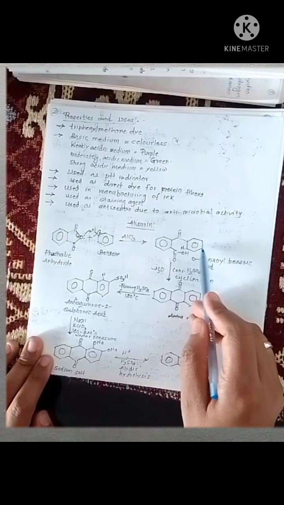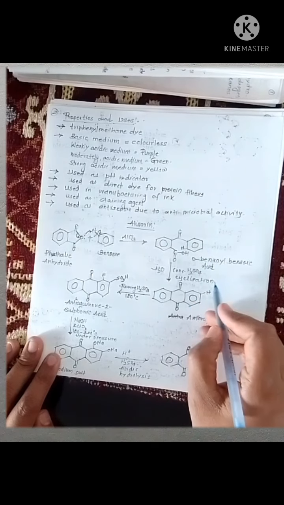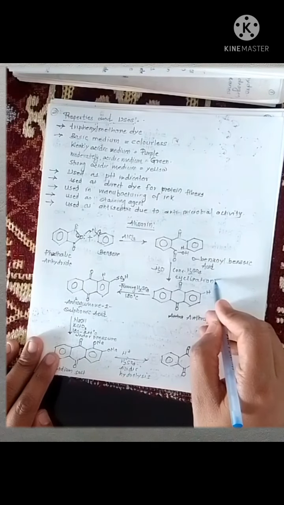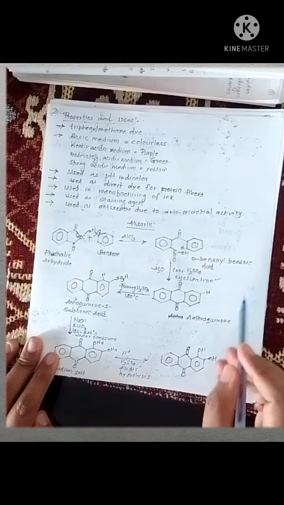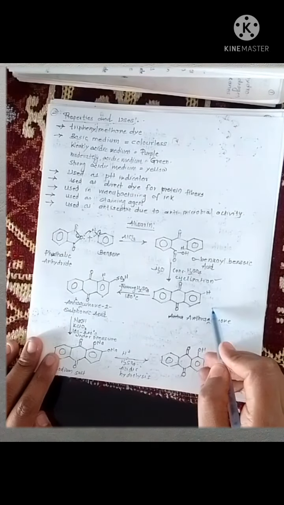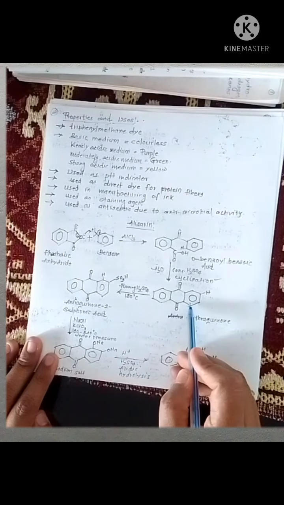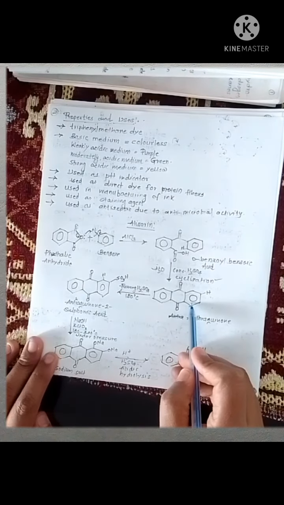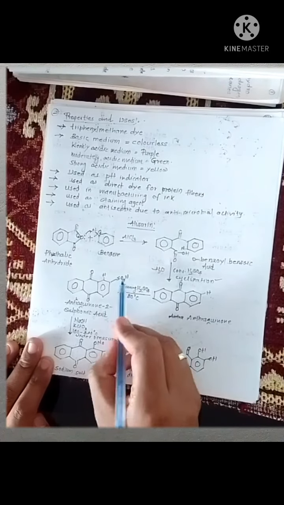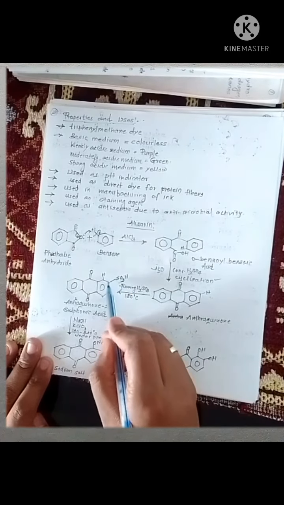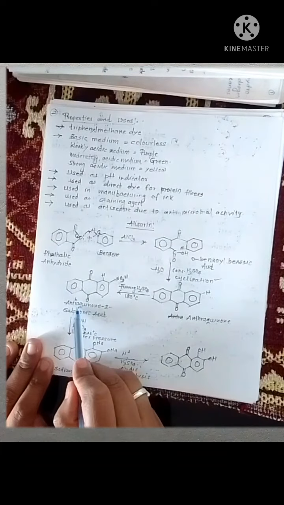This ortho-benzoyl benzoic acid undergoes cyclization, that is formation of a ring, in the presence of concentrated H2SO4. So we get the anthraquinone structure. Then this anthraquinone is subjected to a sulfonation reaction in the presence of fuming H2SO4. So a sulfonic group is attached on your anthraquinone. So basically we got anthraquinone-2-sulfonic acid.